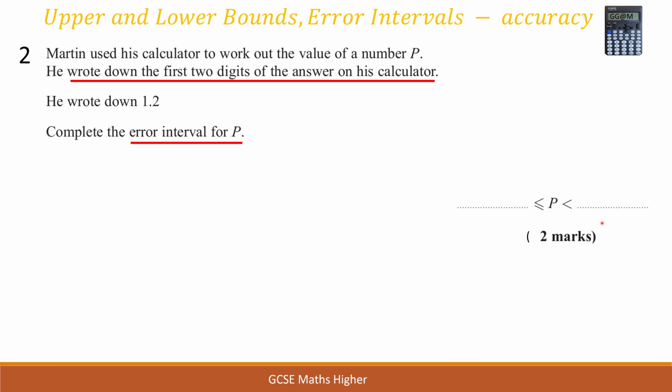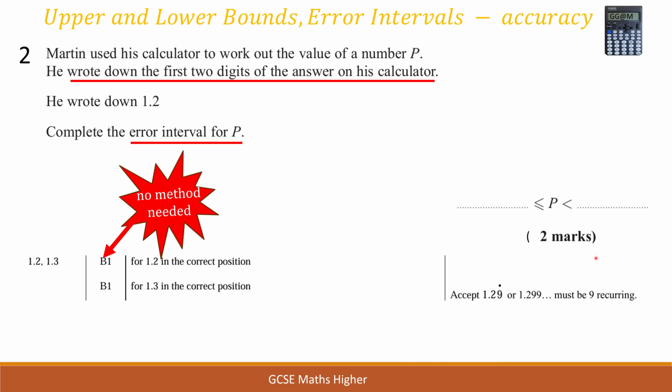Fantastic work. So hopefully you've managed to have a go at doing this question. The mark scheme shows that you've got B1 marks again, which means there is no method mark needed again for getting the 2 answers, 1.2 and 1.3, in here, and this will give you 2 marks. Again, if you need more explanation on how to get these answers, just write in the comment blocks below and I will go through them in more detail for you.